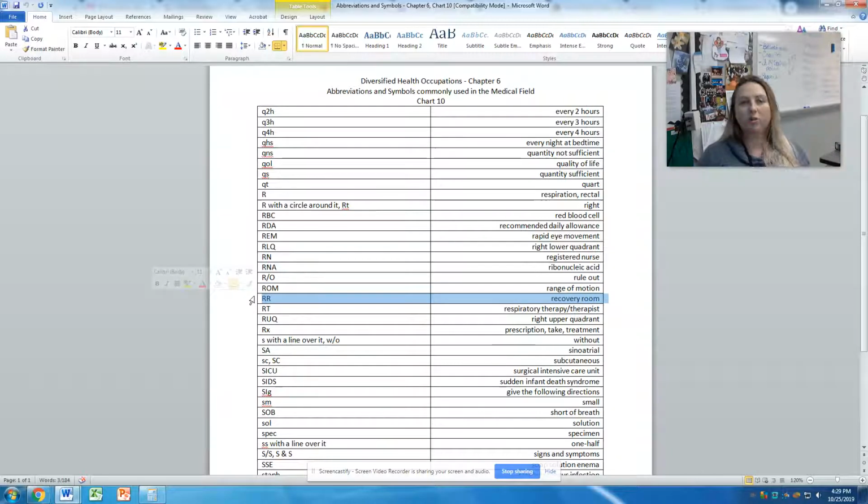RR, this is recovery room. This is generally where you go after surgery when your body can kind of relax and try to re-regulate itself, get the drugs, the anesthesia out of your system. It's where they can keep a close eye on you. You know, if you get sick from the anesthesia or there's some sort of complications, the recovery room is equipped to help deal with that.